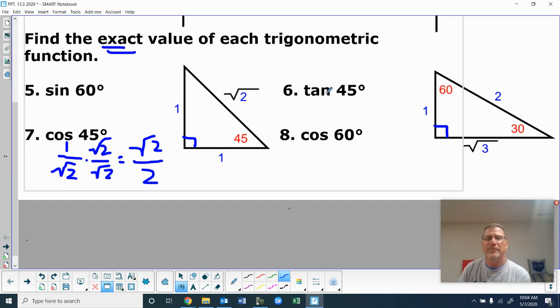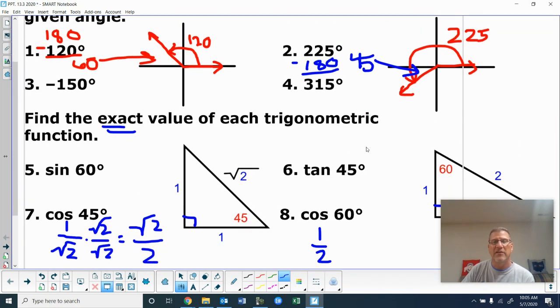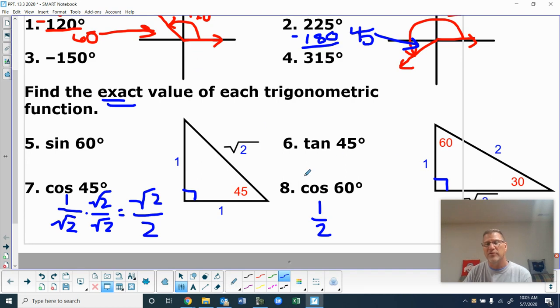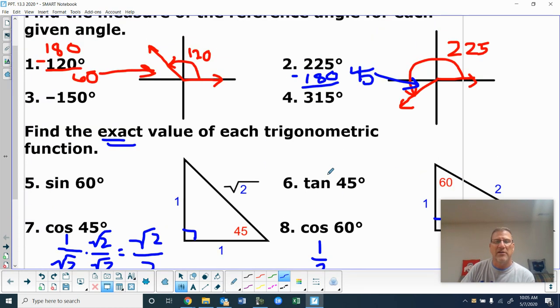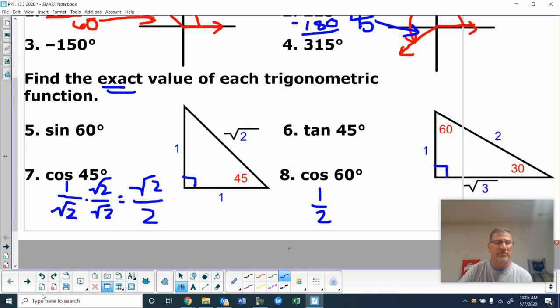Okay, so anyway, for cosine of 60, again, it's adjacent 1 over hypotenuse 2. And we're done. All right, that's the exact value. So it'll be 1/2. Okay, so I just wanted to do a quick review of those that we've done. And it's been a few weeks because we've been going slow. But pay attention to these little details. This will help you as we move on.